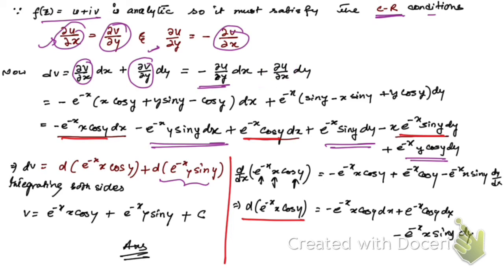Here you can see, just wait. So del v by del y is equal to del u by del x. So this is replaced by del u by del x. So hope you have understood this.